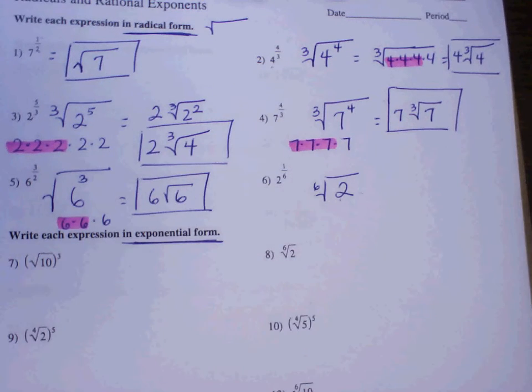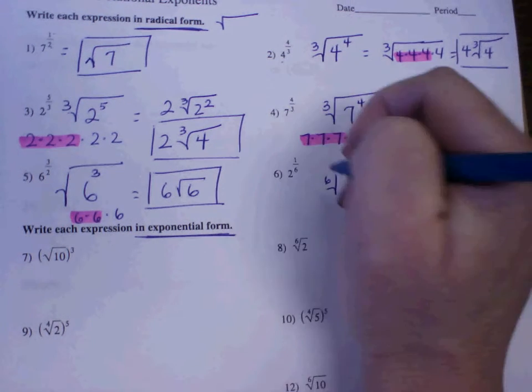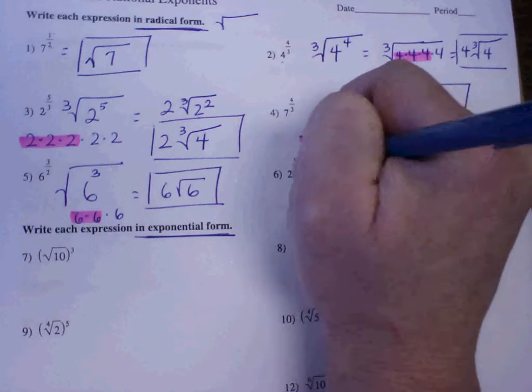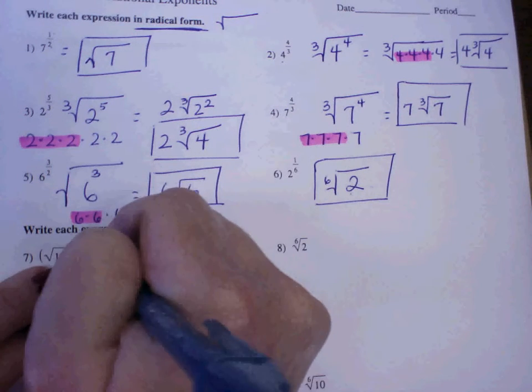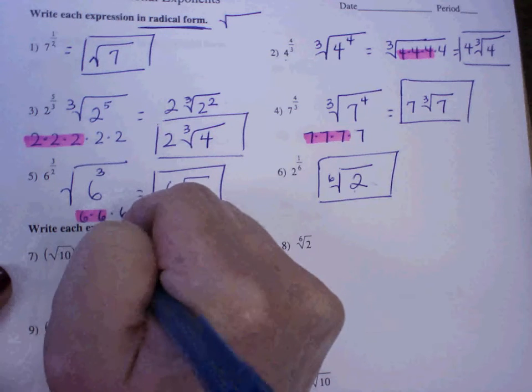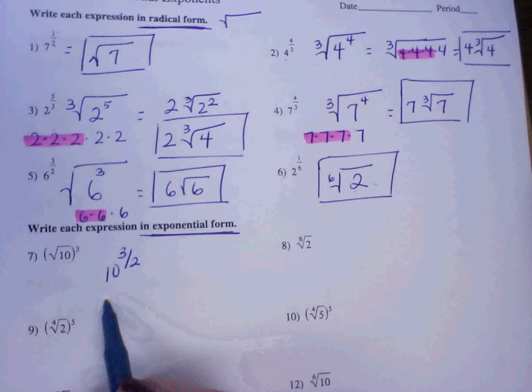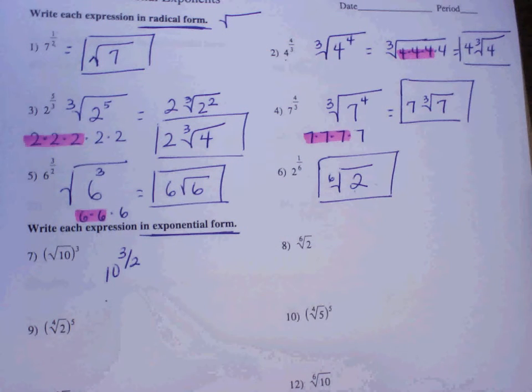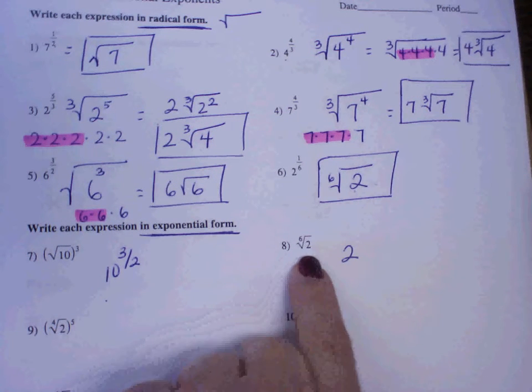Yes? All right. Now this one, we're going to write it in exponential form. We're not going to solve, we're just going to write them in exponential form. All right. How many tens do you have? 3. And what's your root? So this is 10 to the 3 halves.